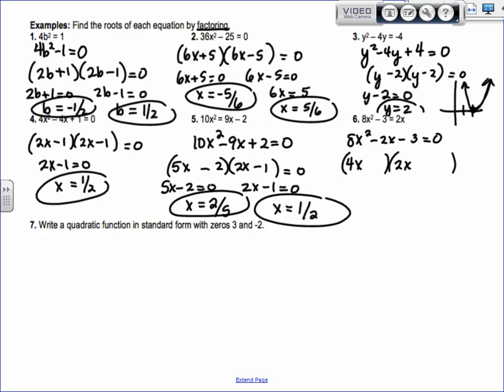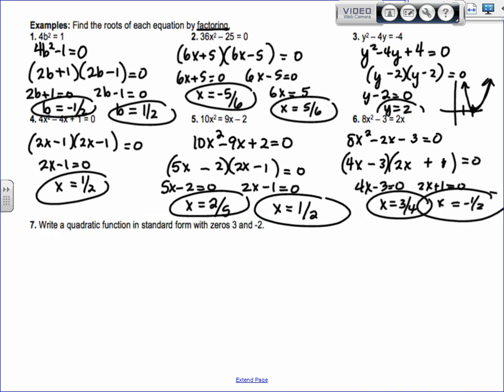I start thinking about where I'm going to put the 3. If I put the 3 here and the 1 here, it's not going to work because I'd have 12 and 2. I need them to combine to be -2. So I put the 3 here and the 1 here. Okay, so I get 4 and 6. So I need -6 and positive 4. So I have equals 0. So I have 4x minus 3 equals 0, and I get 2x plus 1 equals 0. So I get 3/4, and I get -1/2. Okay.